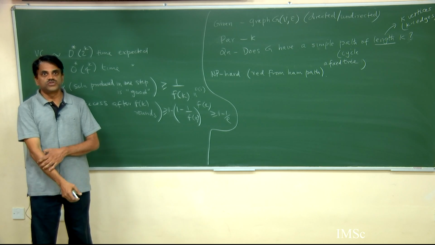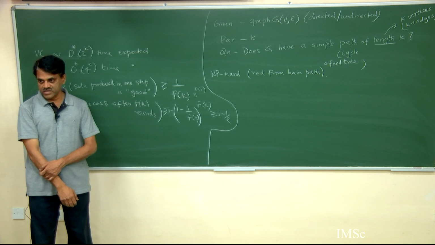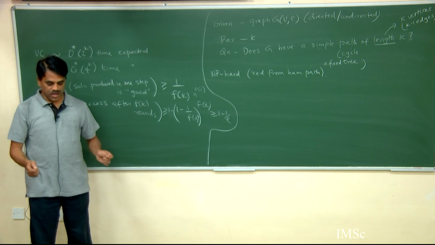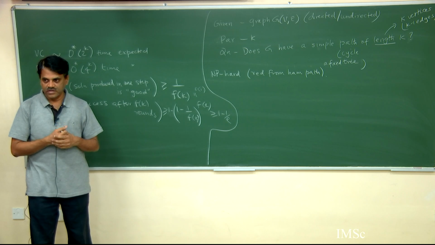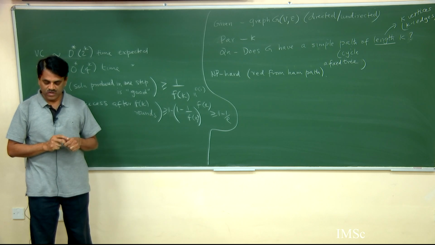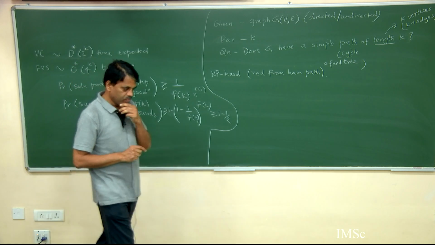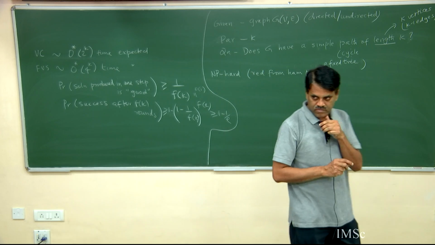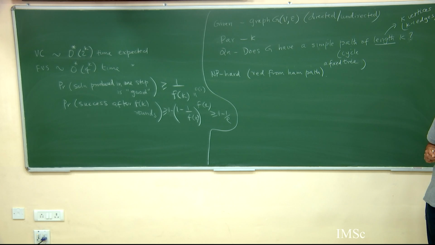Okay. So, you pick some k vertices, and then you want to know whether they induce a path. How do you check whether k vertices induce a path? I'll have to decide a permutation and then take the edges. Right. So, how much time does it take?